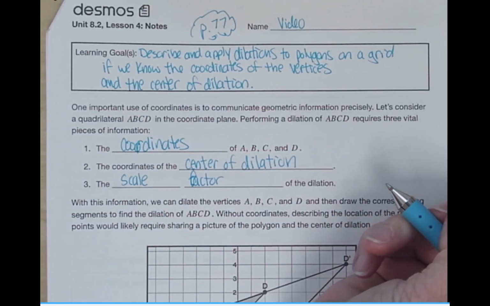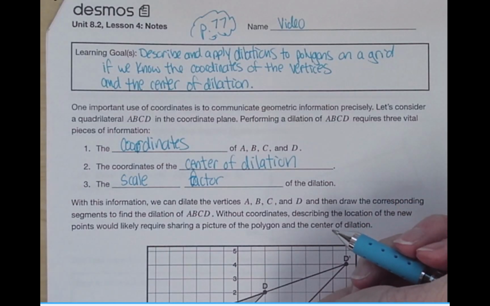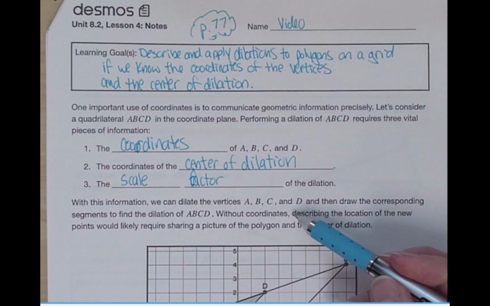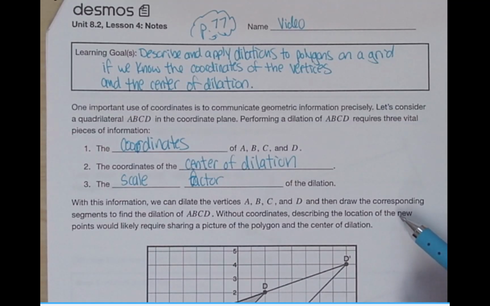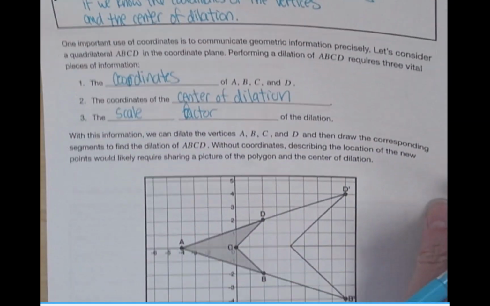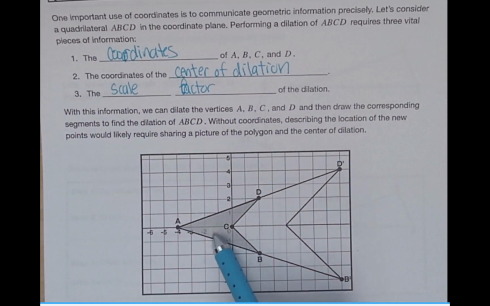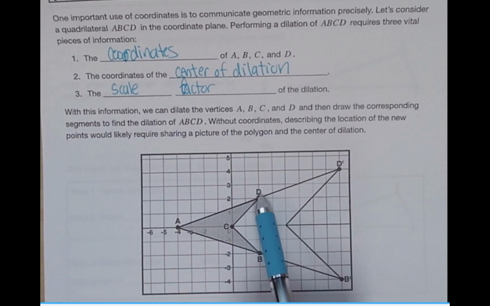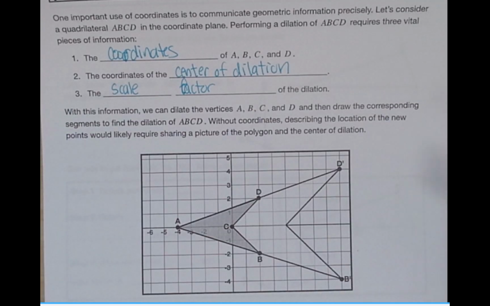Scale factor of the dilation. And with that information, we can dilate all of those vertices, A, B, C, and D, and then draw the corresponding segments to find the dilation of ABCD. Without the coordinates, describing the location of the new points would likely require sharing a picture of the polygon and the center of dilation that way. So we're going to scooch down a little bit here and look at a polygon. We'll call it A, B, C, D, and talk about how it was dilated here. Okay. We'll talk about all three of these things.